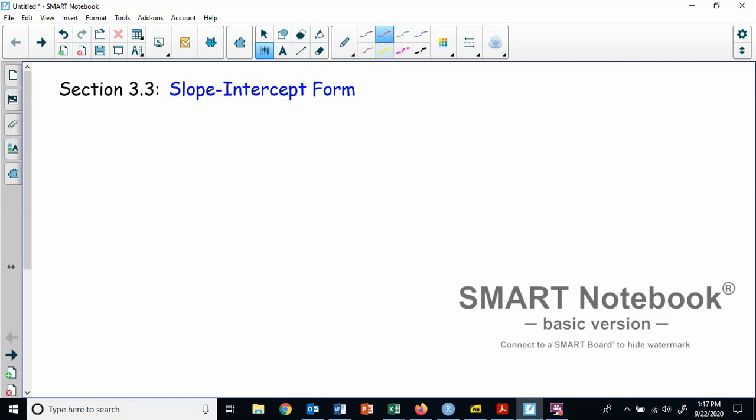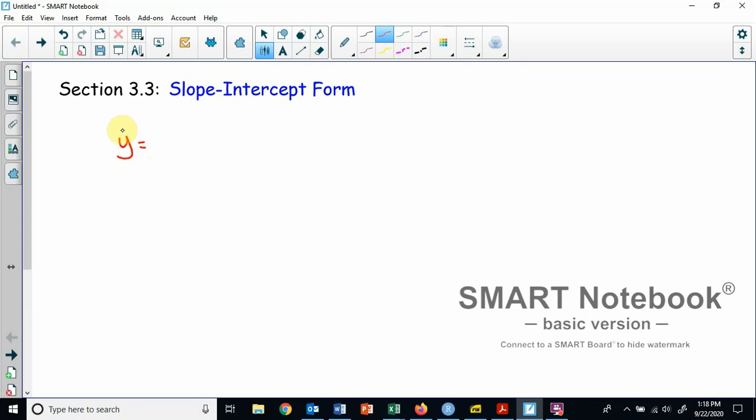So today's lesson is section 3.3, and what we're looking at is this special form of the equation of a line called slope-intercept form. Now, if you couldn't guess, the two main pieces that we're going to know from getting this form are the slope and the y-intercept, slope-intercept. So let me go ahead and give you an example and we'll talk about it.